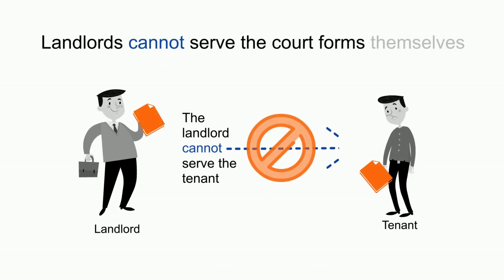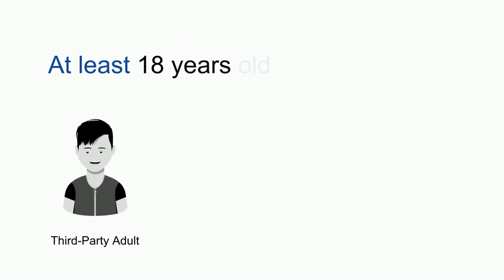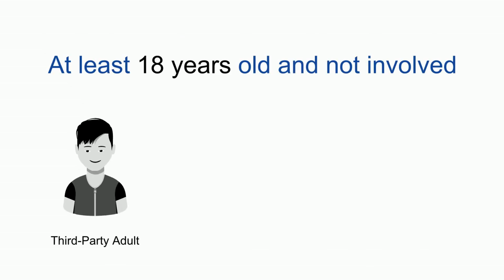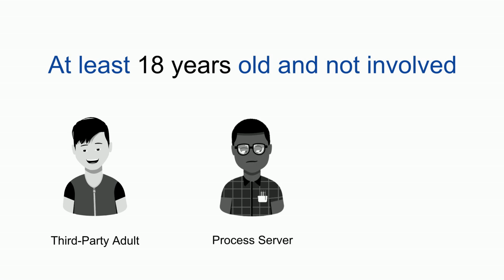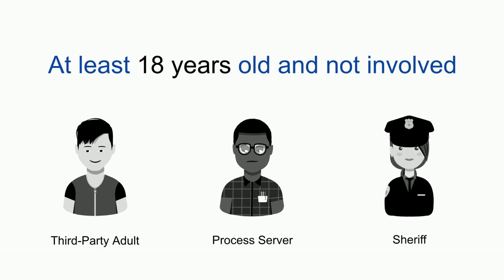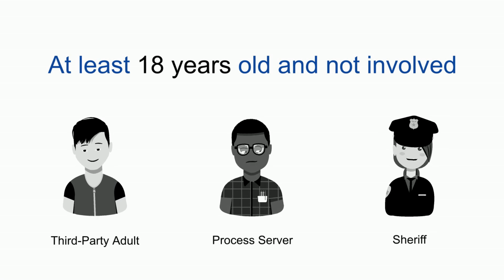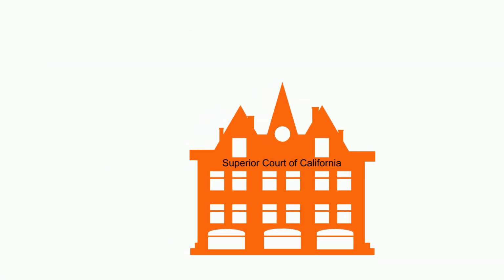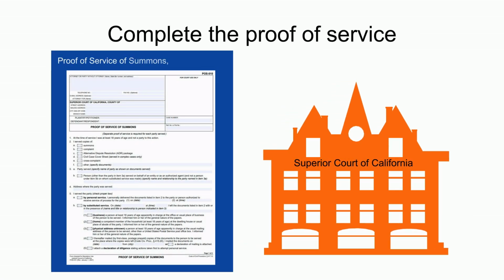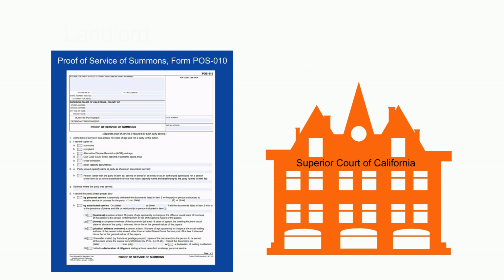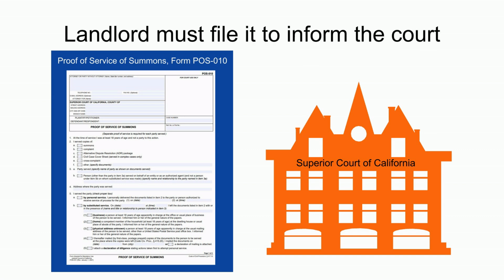The landlord cannot serve the court forms themselves. Any person who is at least 18 years old and not involved in the case may serve the court forms. Process servers and the sheriff's office can also serve the court forms. The person who serves the tenant will complete the proof of service, Form POS 010, and the landlord must file it to inform the court how and when the tenant was served.